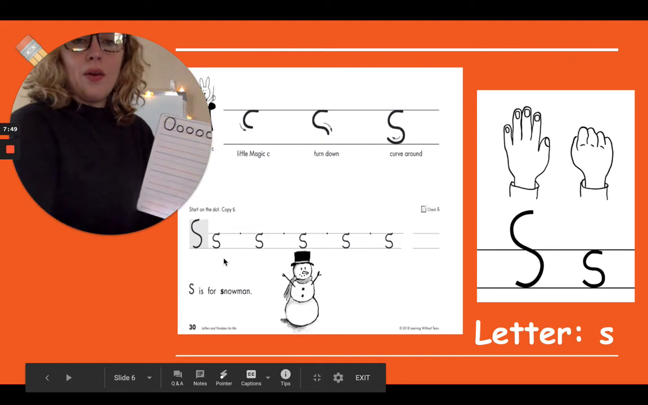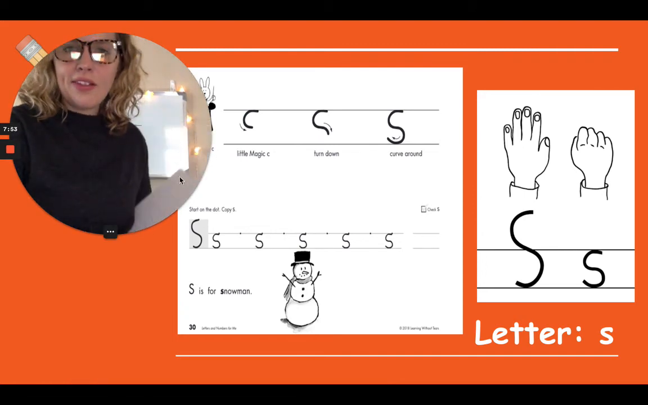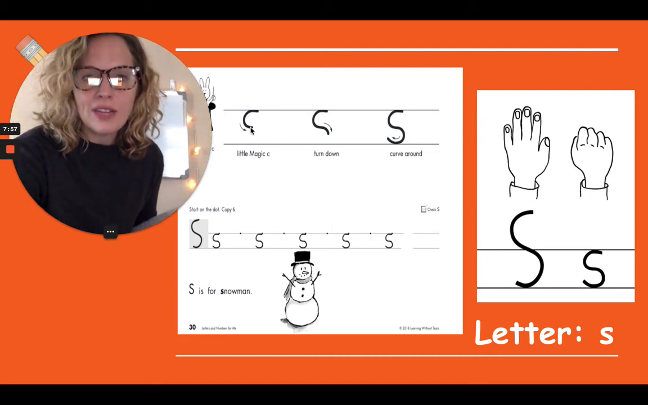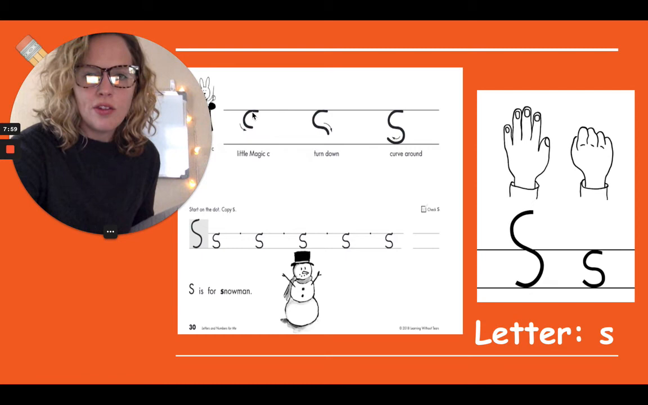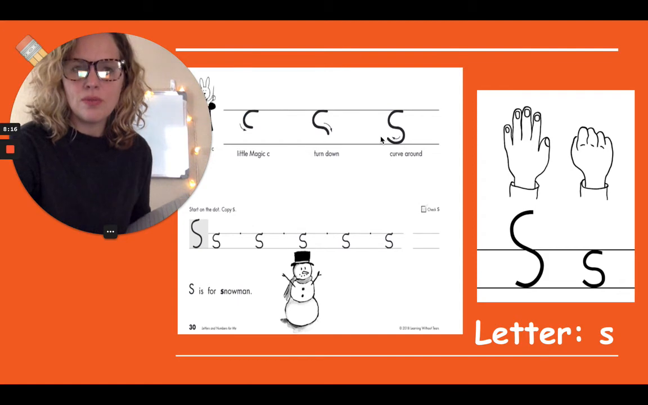All right, we're going to do our S. So if you can write a magic C, you can do an S. So you do little magic C and turn it down the other way, curve around. So right here, magic C, turn it down, and then curve around. Little magic C, turn it down, and curve around.